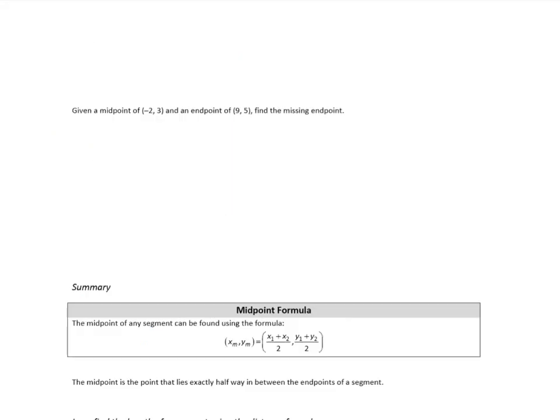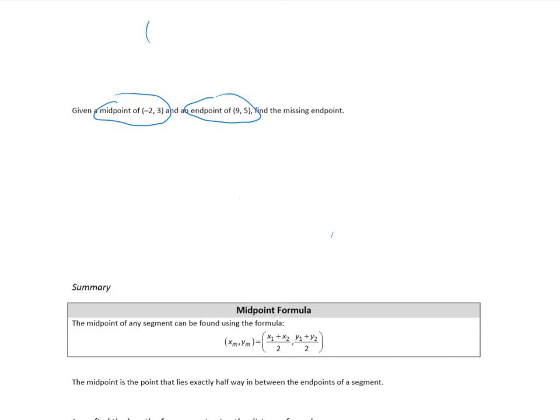Next page. The last kind of problem you're going to see with the midpoint is a missing endpoint problem. And these are just as easy, you just have to set them up backwards. So if I have the midpoint, so they give me the midpoint, and I have an endpoint, but I'm missing the other one, I'm still going to plug into my formula.